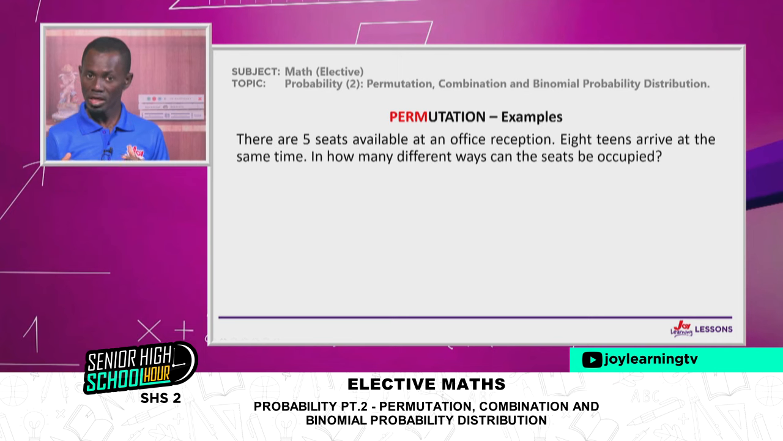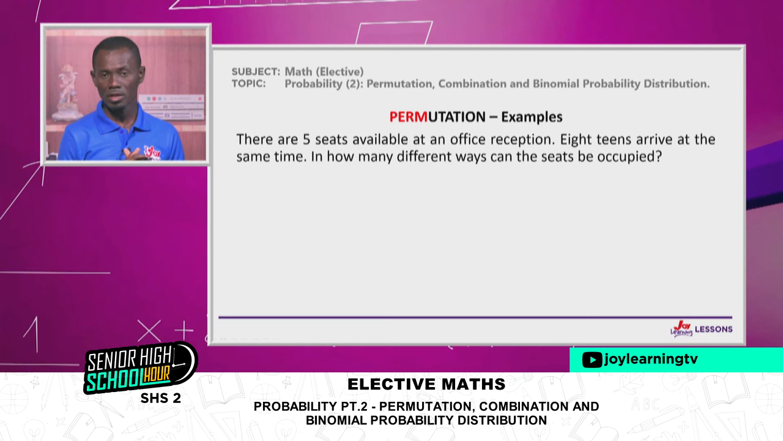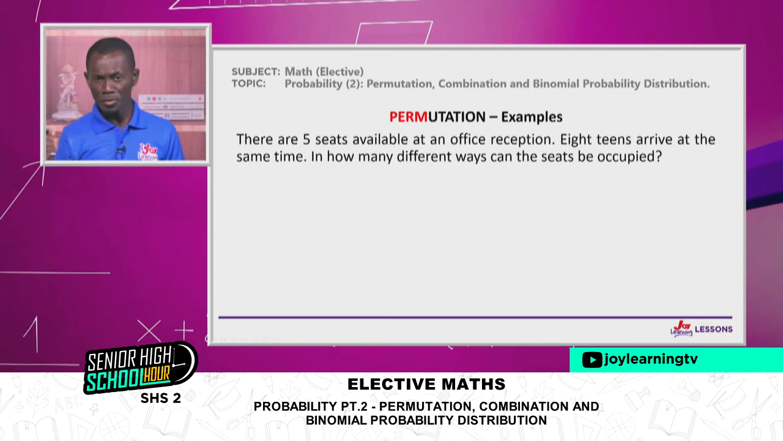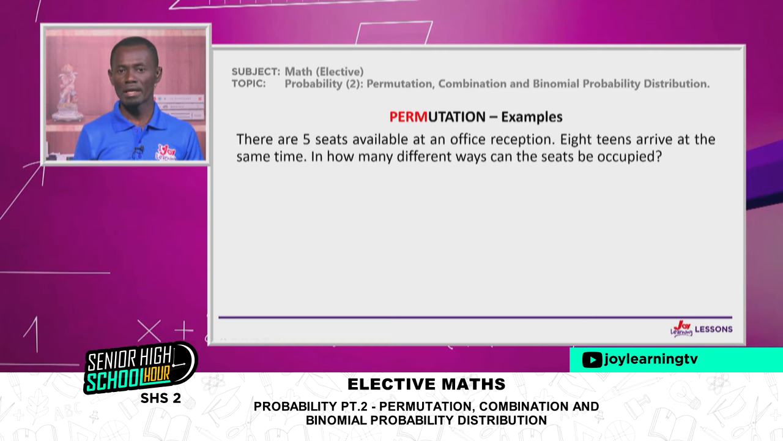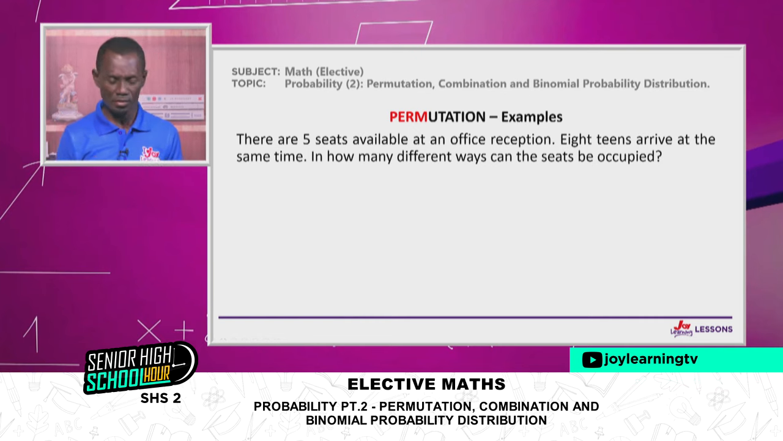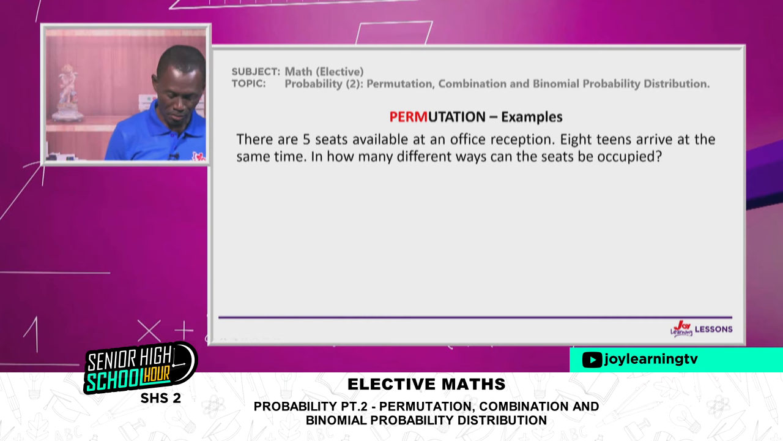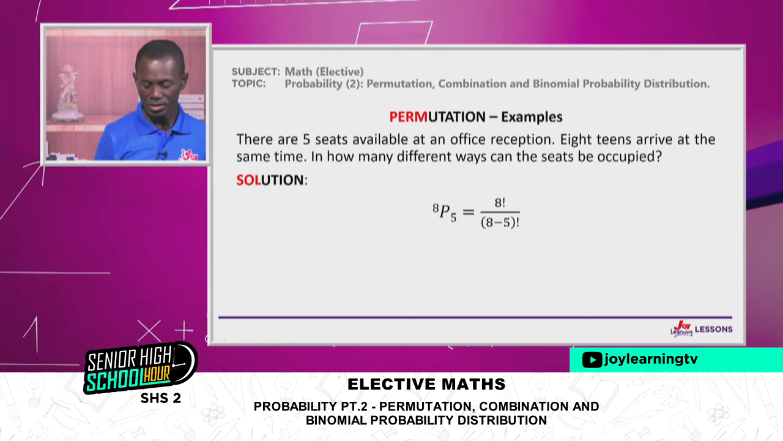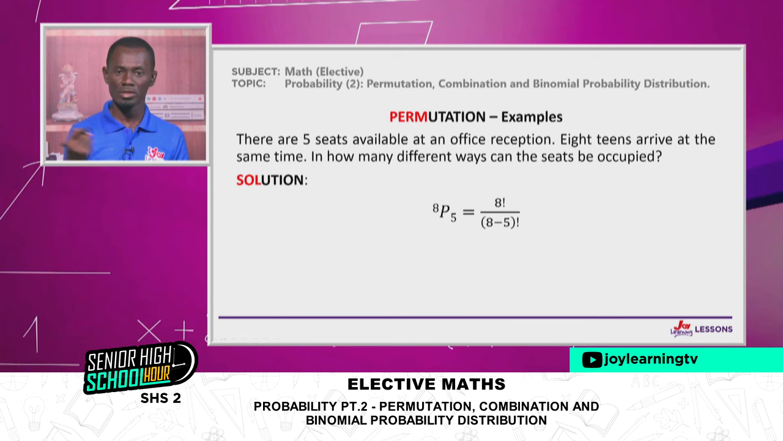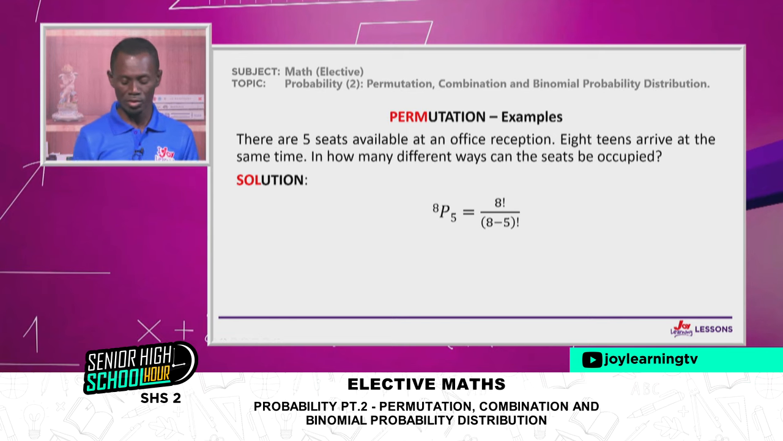It means we can have the first group of 5 sit. That would be one arrangement. We can take off one person and let one of those who are standing go sit down, and all kinds of arrangement. Let's see how it works. Mathematically, that will look very simple. It will simply be 8 permutation 5. So we have 8 total people, and we're going to arrange 5 at any given point in time.